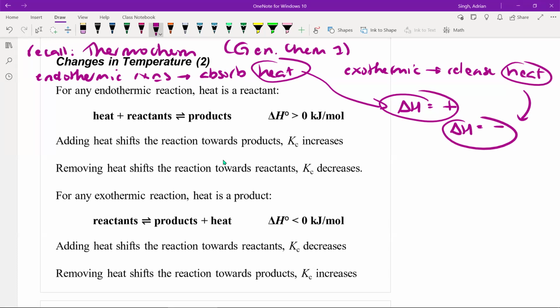So for an endothermic reaction, let's take a look at the first example. For an endothermic reaction, we can think of heat as a reactant, so we can write it here on the left side.